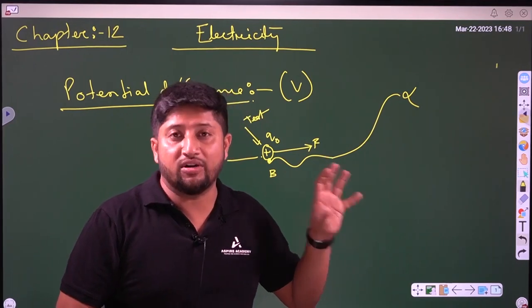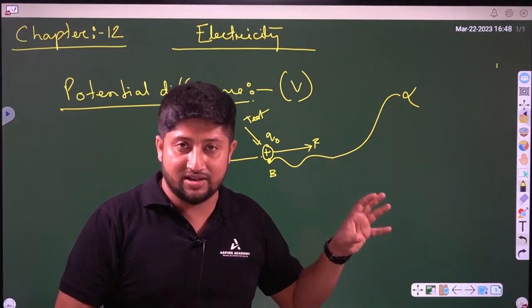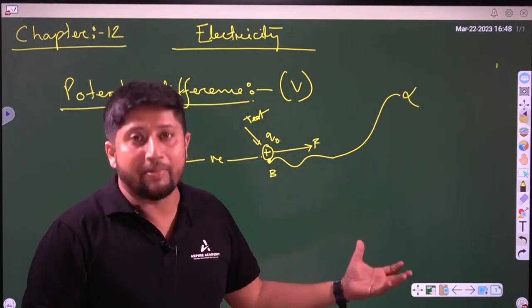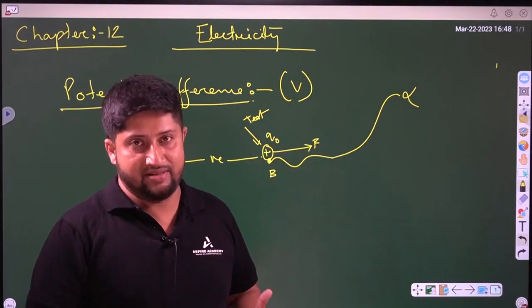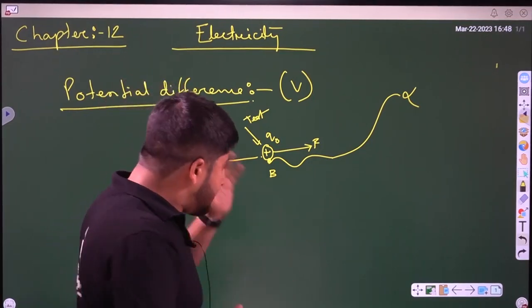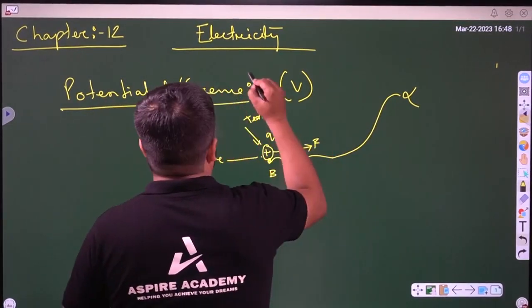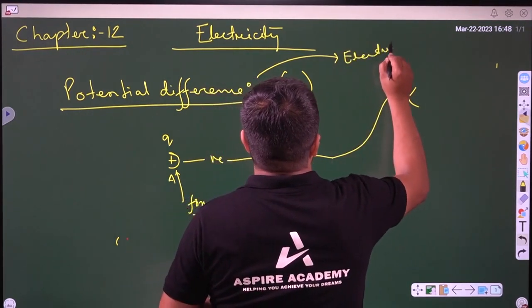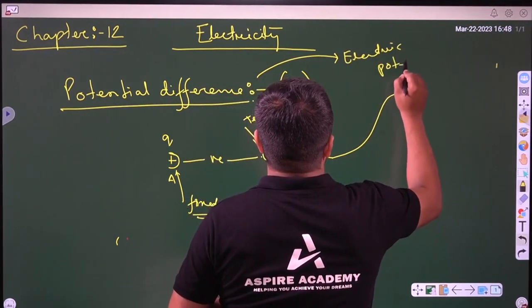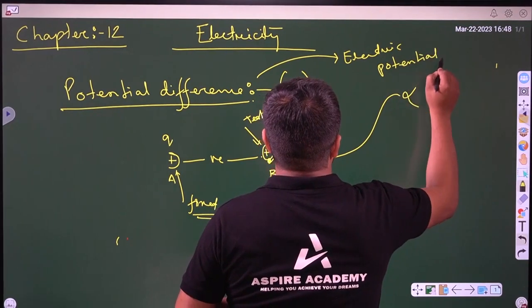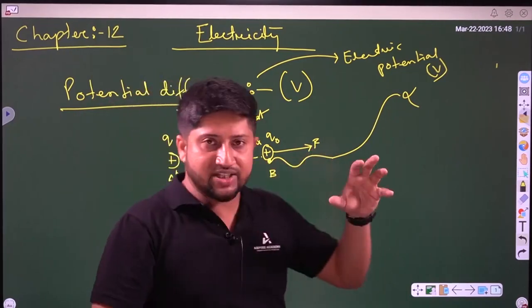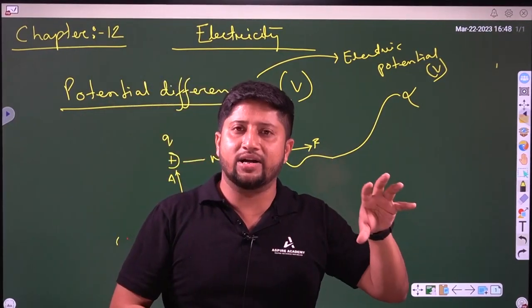The amount of work done to bring a unit positive charge from one point to another point against the electrostatic repulsion is called potential difference. There are two terms: one is called potential difference and another one is called electric potential. The notation is the same.